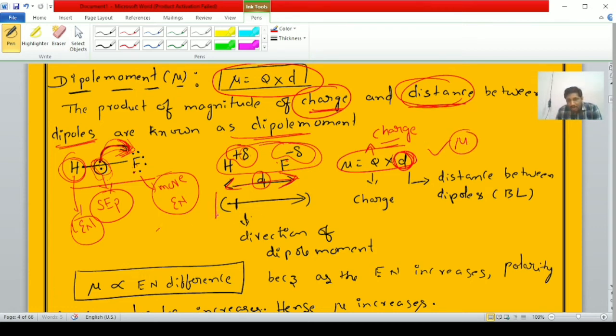Here, one arrow mark is indicated, student. That is a crossed arrow mark. That arrow mark is known as a crossed arrow mark. That crossed arrow mark indicates the direction of the dipole moment of the particular bond. Here, student, for this hydrogen fluoride bond, the direction of the dipole moment will be like this.